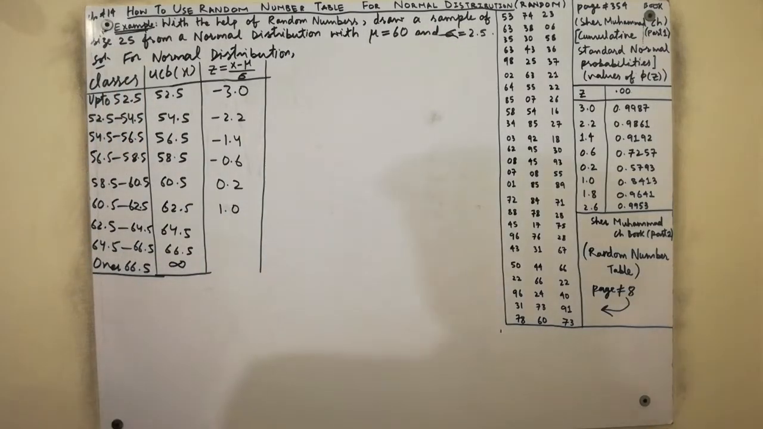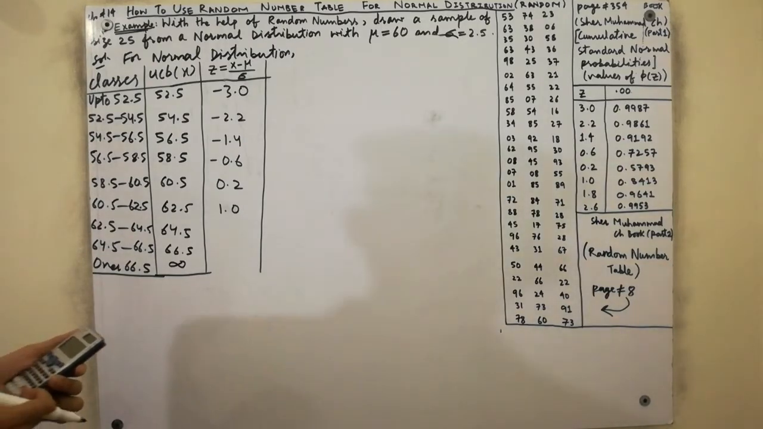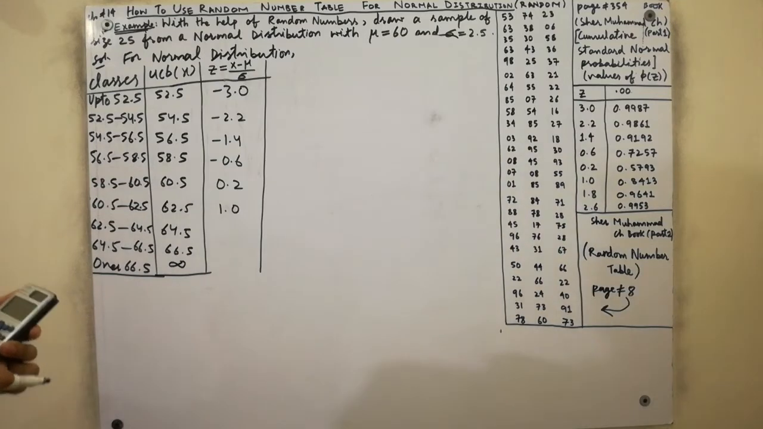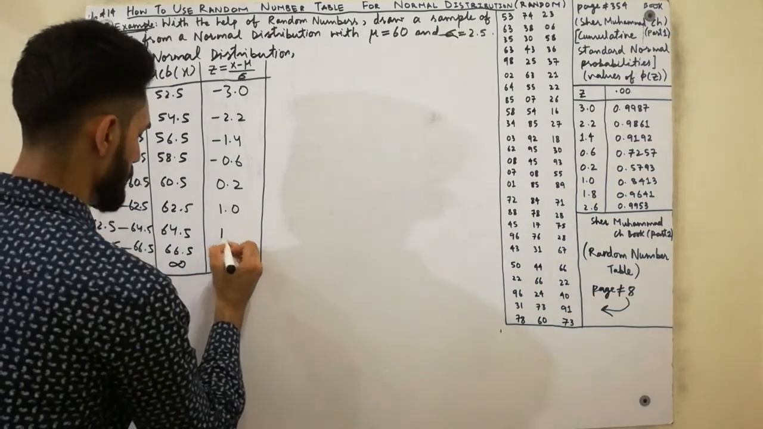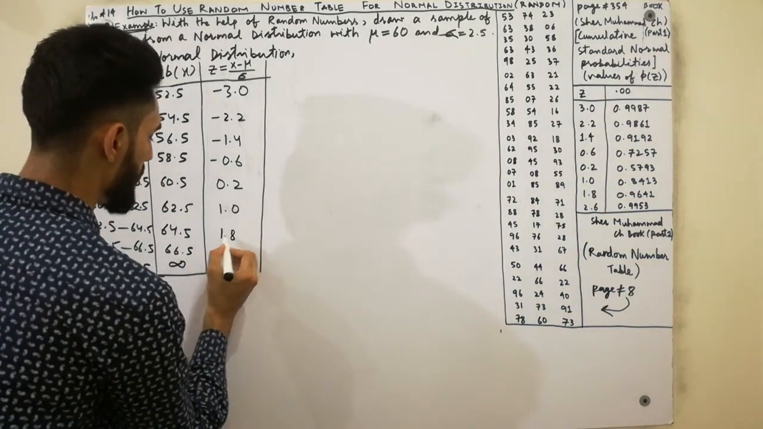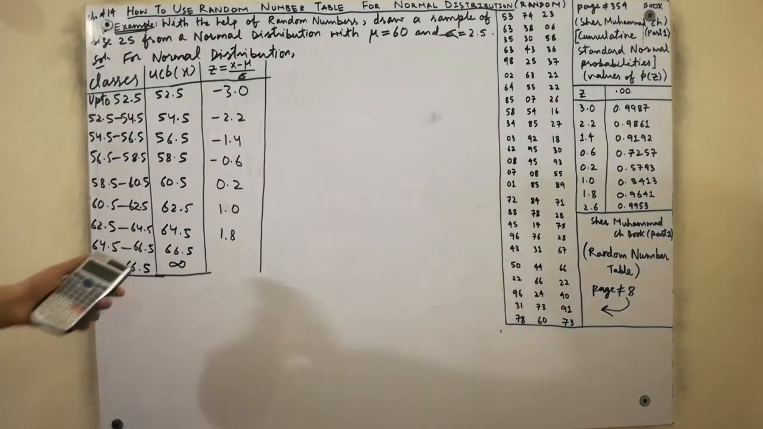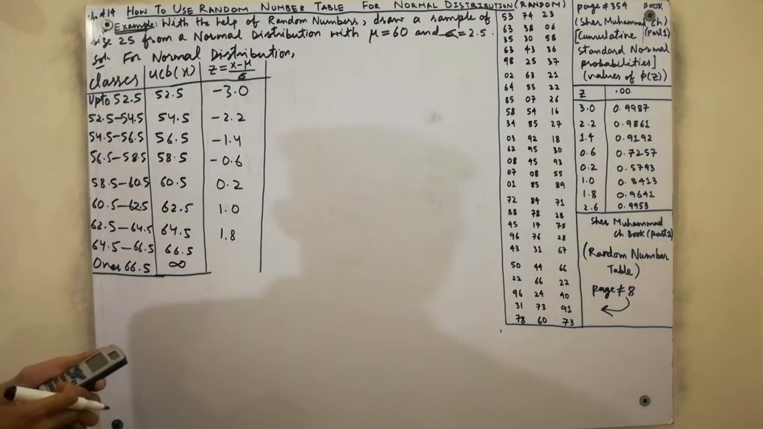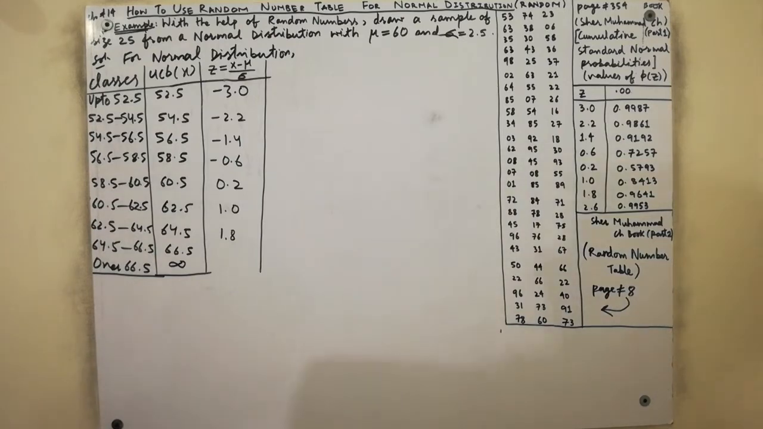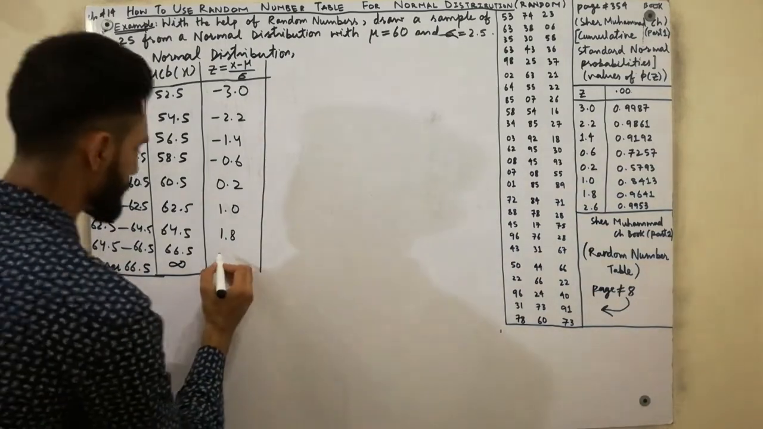Next, 64.5. 64.5 minus 60, then divided by 2.5. We get the value 1.8. Next, 66.5. 66.5 minus 60, then divided by 2.5. We get the value 2.6.